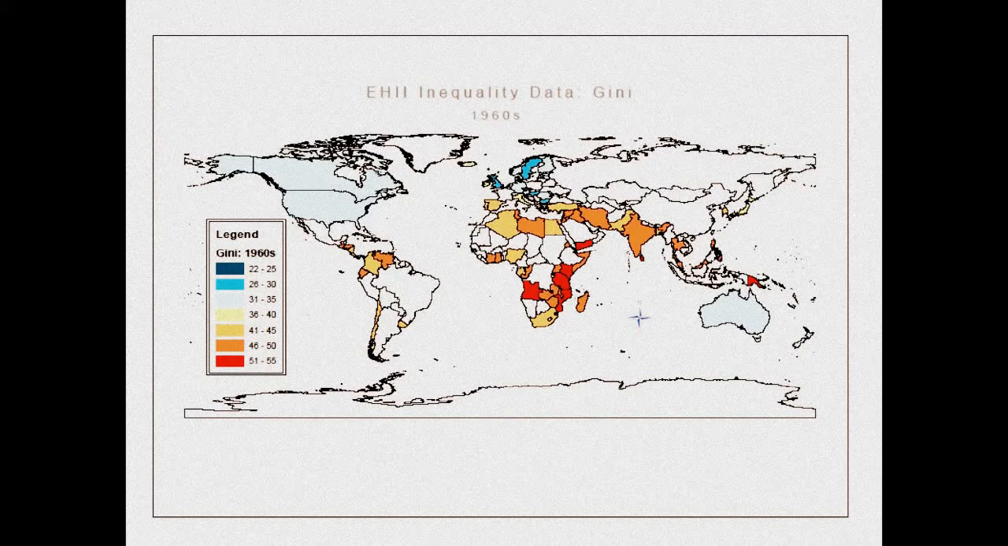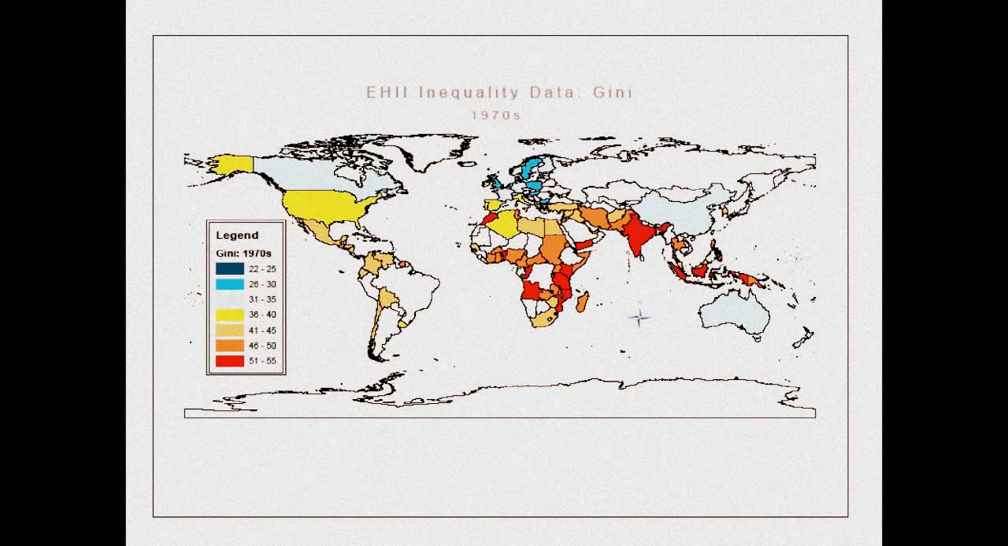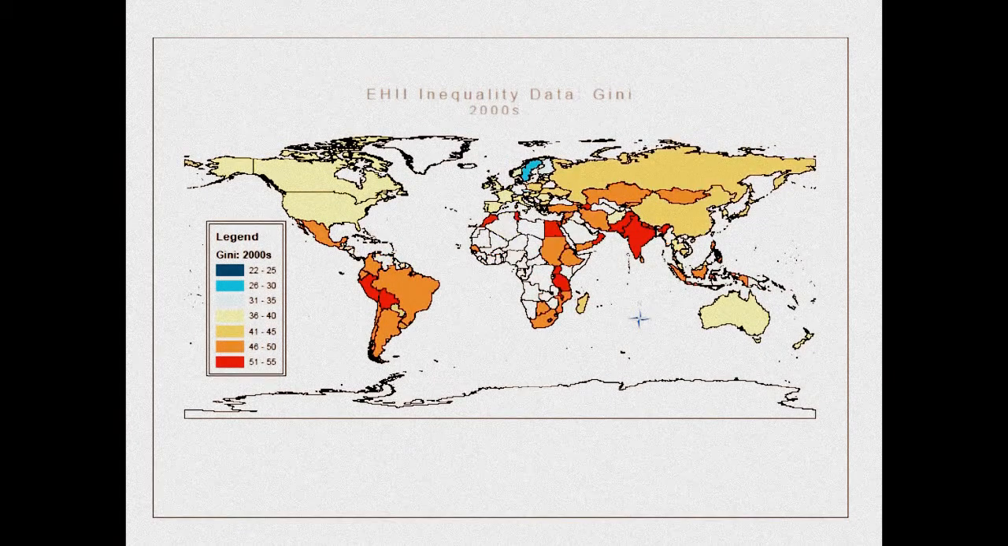This is the 1960s, and you can see nothing terribly surprising about the pattern. Countries of the developing world, such as we have measures for, have high inequality. Those of the developed world much lower. But as you go through time, the 1970s and into the 1980s and into the 1990s and on to the 2000s, you can see that the world has indeed changed.